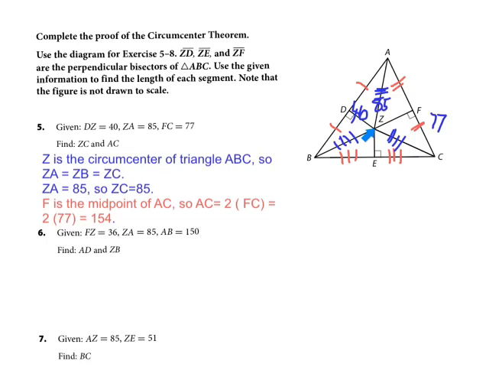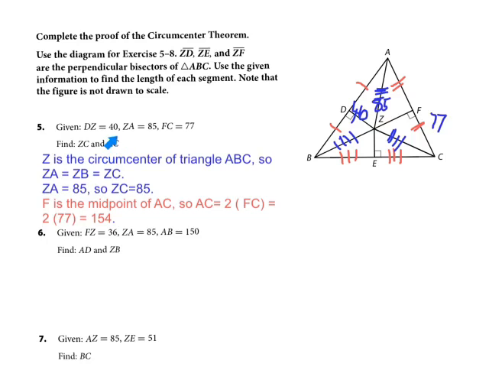Now, we know that that one is congruent to AZ. So I wrote it here. Z is the circumcenter of the triangle ABC. That's this one here. And here's your triangle ABC. So ZA is congruent to ZB, which is also congruent to ZC. And therefore, since I know ZA is 85, I also know that ZC is also 85. Now, so I gave one of the answers.